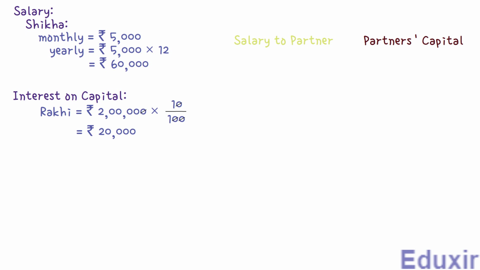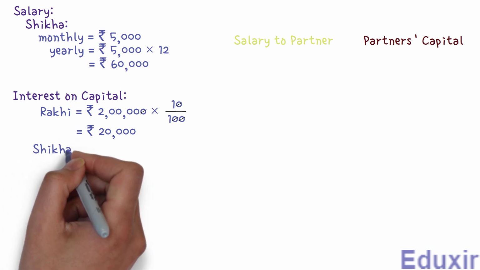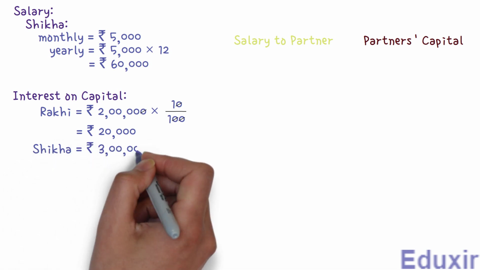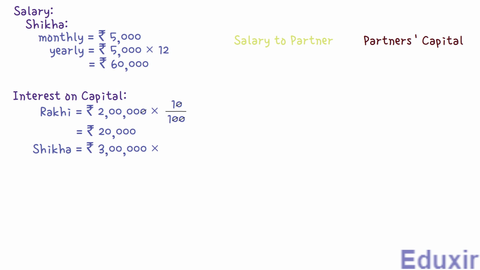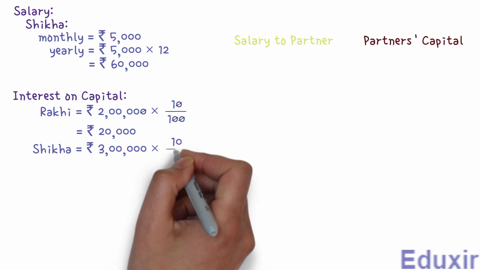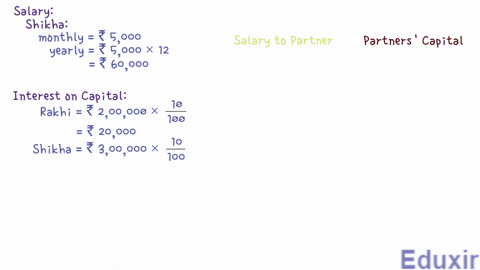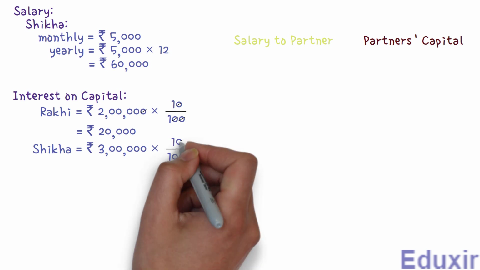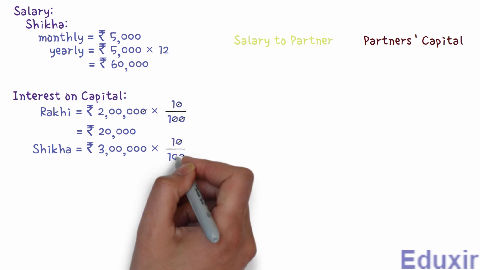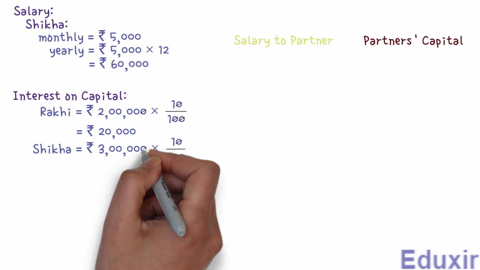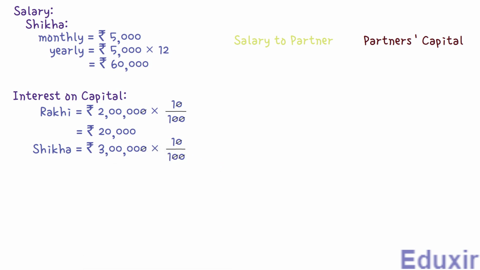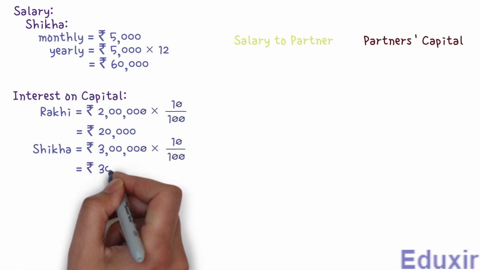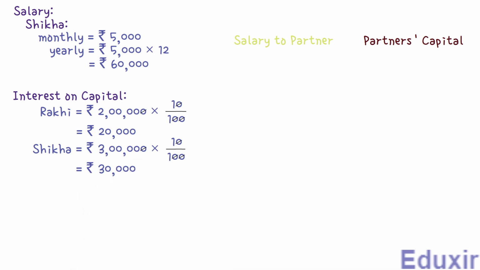Now, the interest on capital for the partner Shikha will be her capital amount of 3 lakh rupees multiplied with the rate of interest on capital, which is 10 upon 100. Let's cancel one 0 in 100 for the 0 in 10. Let's then cancel the other 0 in 100 for the 0 in 3 lakh rupees. So, the final result is 30,000 rupees. This is the interest on the partner Shikha's capital.